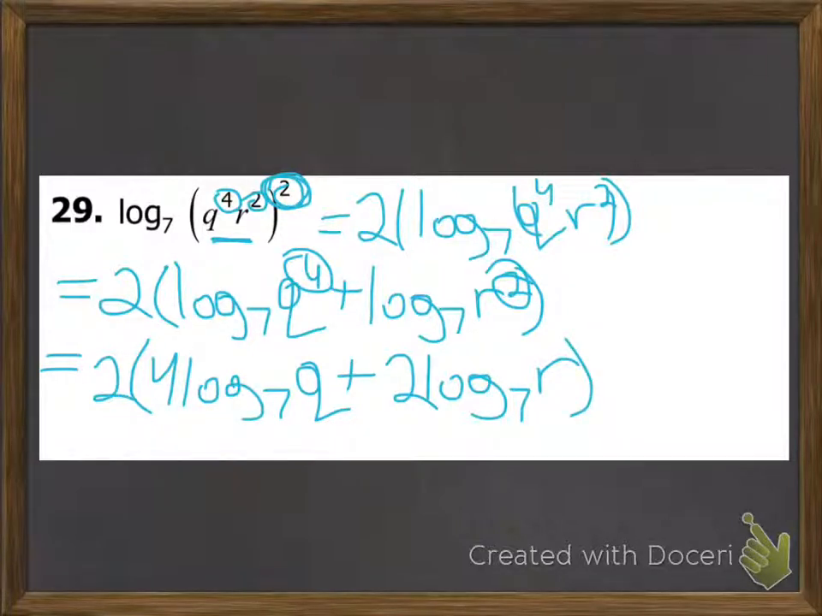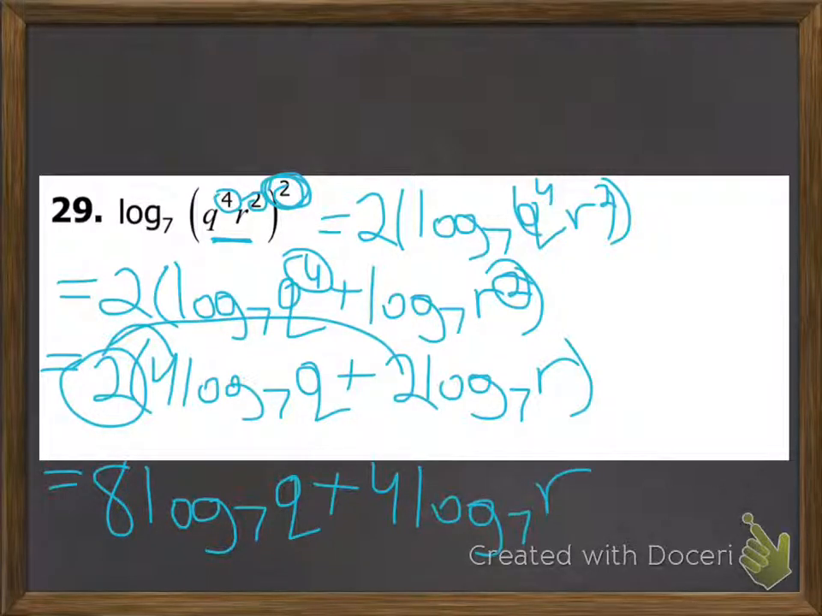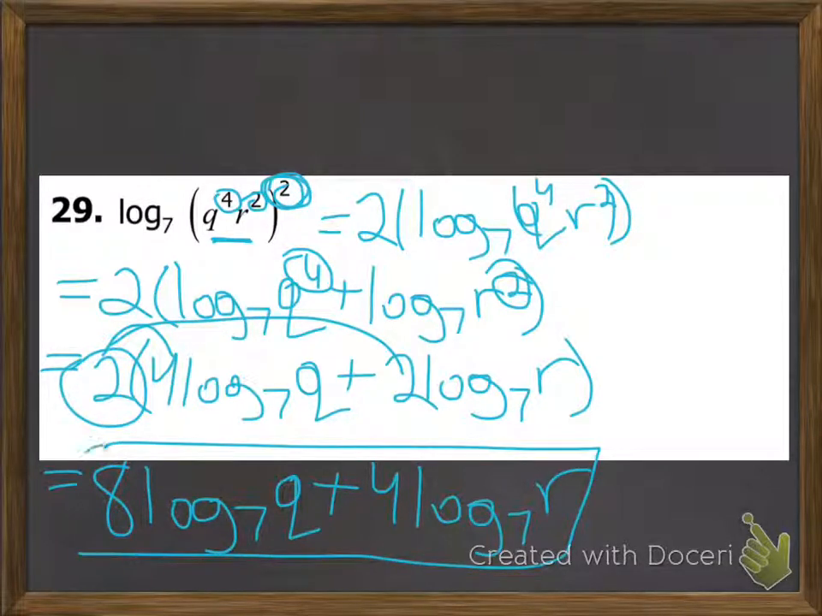Alright, and you could leave it at this point, but why not take it one step further? So we're going to take this 2 and actually multiply it to the 4 and 2 in front of each of the logs. So your final answer is actually going to be 8 log base 7 of q plus 4 log base 7 of r. This is as simplified and expanded as we are going to get.